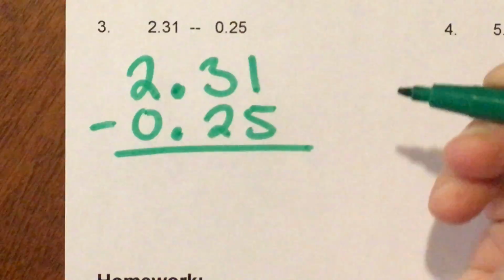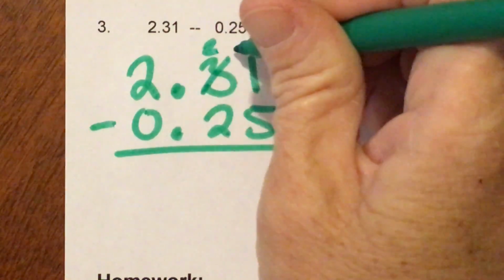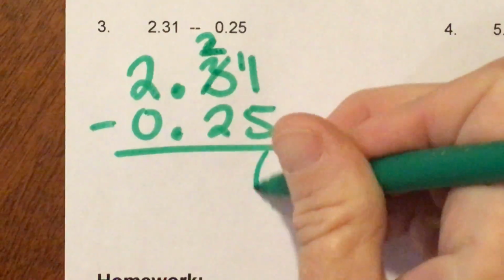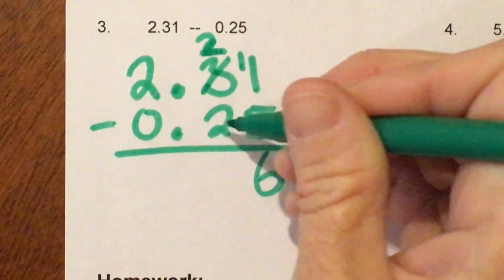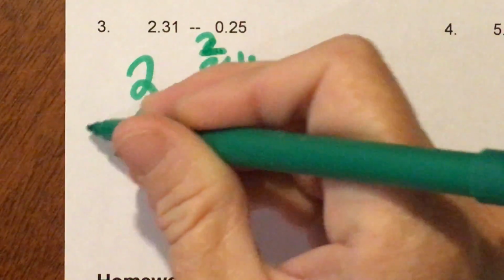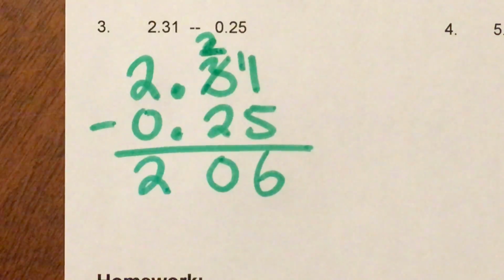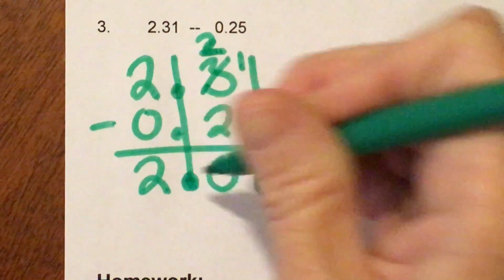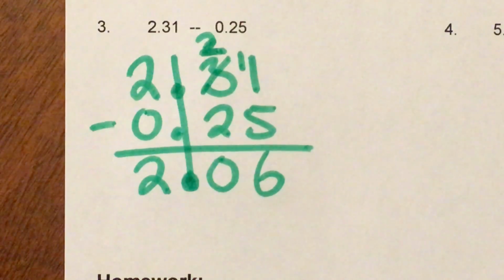1 take away 5 is impossible, so I'm going to borrow. Sorry, that's a 2. 11 take away 5 is 6. 2 take away 2 is 0. 2 take away 0 is 2. And then my final step is step 5, which means bring my decimals down using a line.